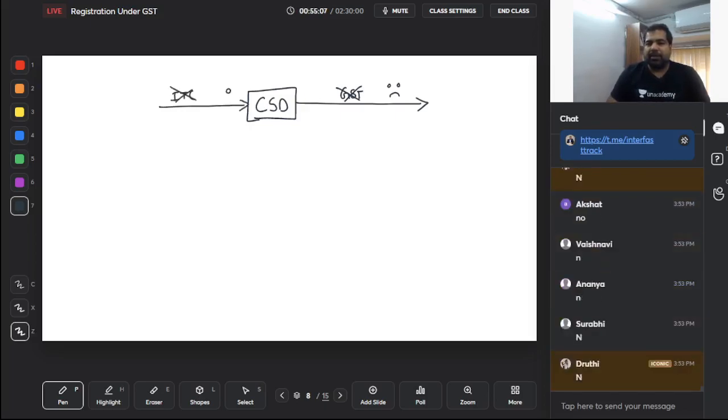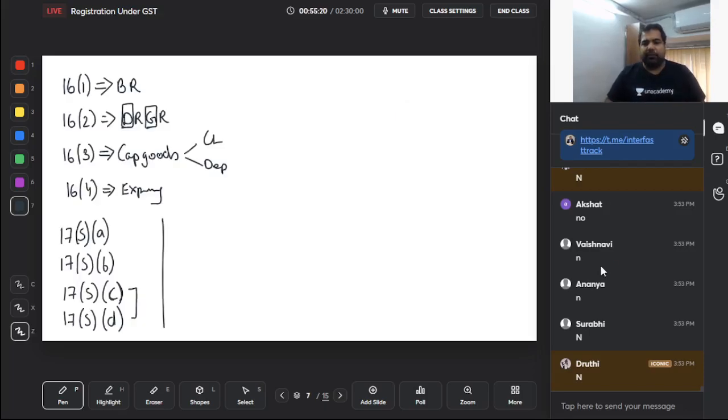And is this scheme easy? Yes, the scheme is very easy. So hence, for composition scheme dealers, 17.5E is easy. The entire ITC is blocked. So that is 17.5E. Please, can you tell me what is the shortcut? E is for what? Easy composition scheme.